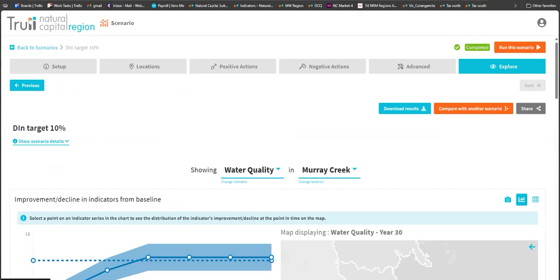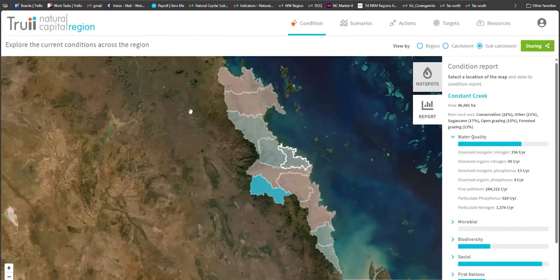Any questions? So that was all in terms of the scenarios to give you a demo of how targets work, how we compare scenarios. I have one more quick demo. Were there any other questions though?